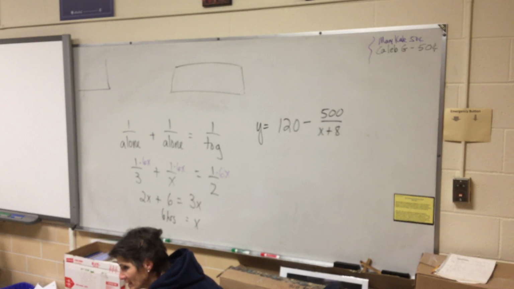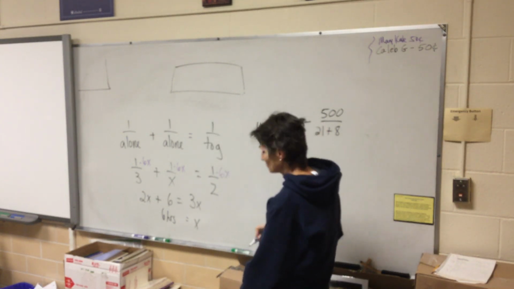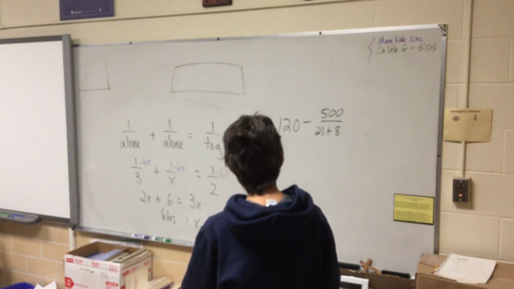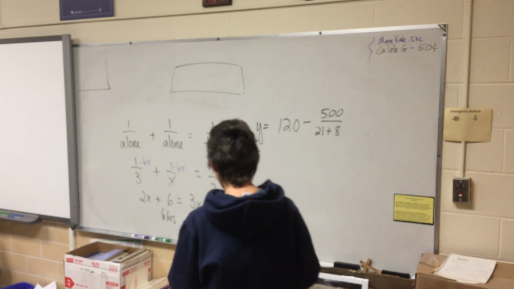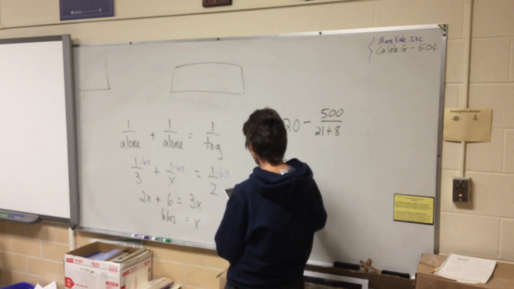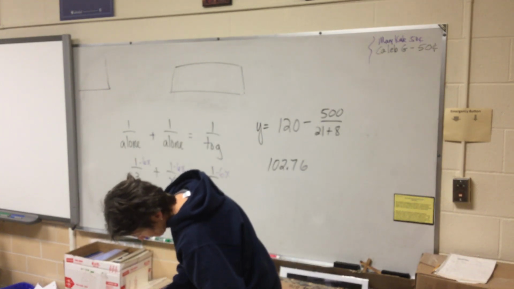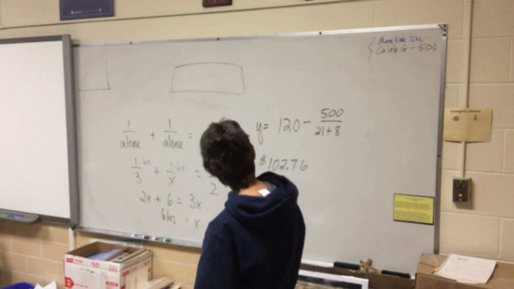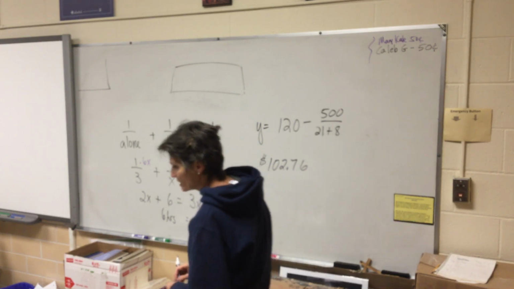Is anyone in agreement that maybe 21 is the right number? Thank you. So I'm just going to put a 21 right here in for the X. And I'm going to get my answer. 120 minus 500 divided by 29. I got 102.76. I'm not sure. That's what I got. All right, so if that's money, I don't know if that's sandwiches or dollars. It's kind of hard to tell. So I'm going to say $102.76.